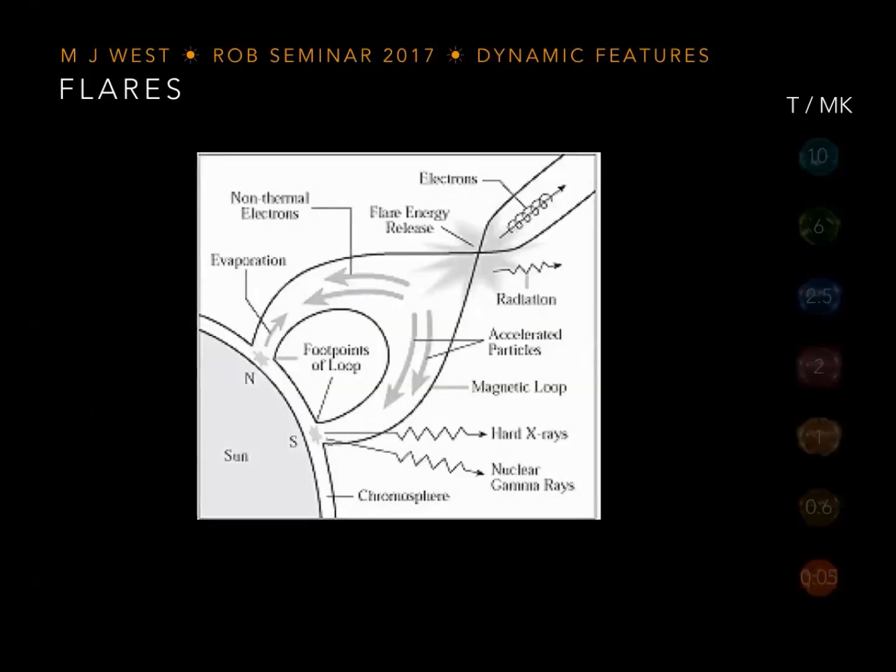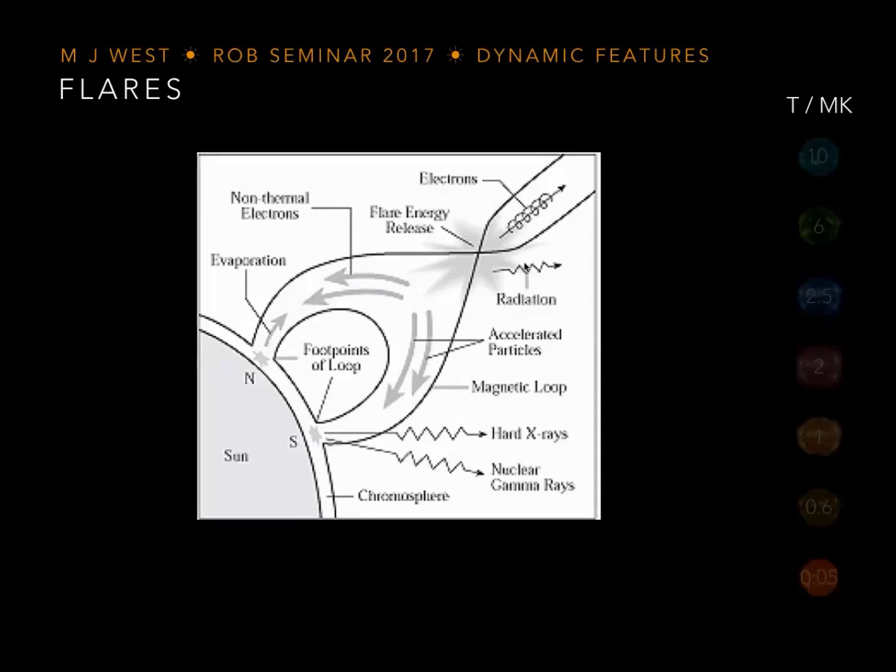So how do these events occur? As I said before, the magnetic fields get mixed up. There's magnetic reconnection, and this is a cartoon that I grabbed from the internet, which shows magnetic reconnection going on here. And then from this, we get electrons and radiation accelerated from this region as their energy is liberated.